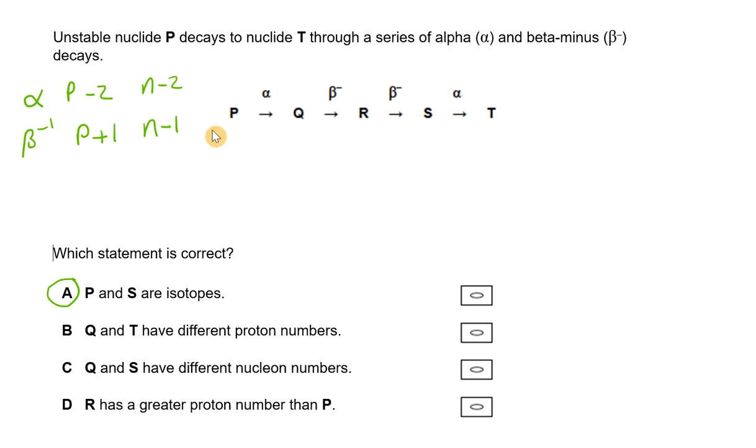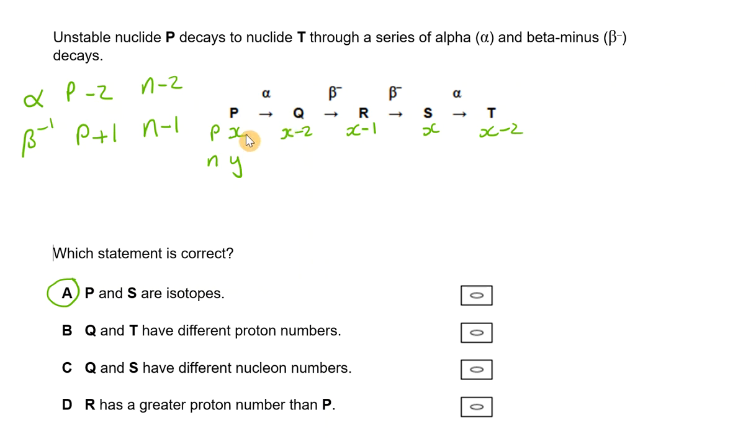Let's look at the protons for P and the neutrons, and we'll say that P starts off with X number of protons and Y number of neutrons. Let's see what happens to the protons to start with. Okay, so alpha decay, that number is going to reduce by 2, so Q will have X minus 2. Then there's a beta decay, which will increase the number of protons by 1. Another beta decay, which will increase the number of protons by 1. And then an alpha decay, 2 less protons.